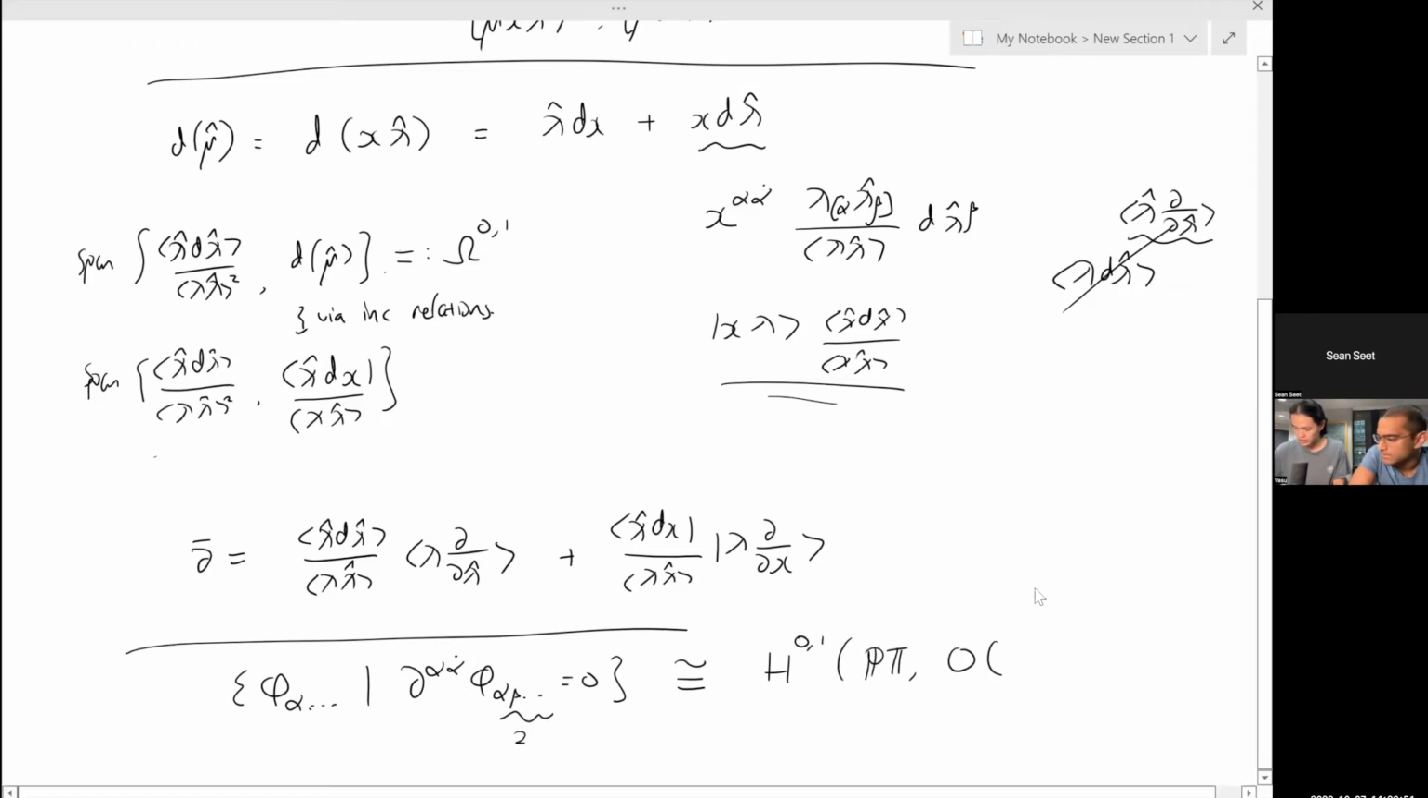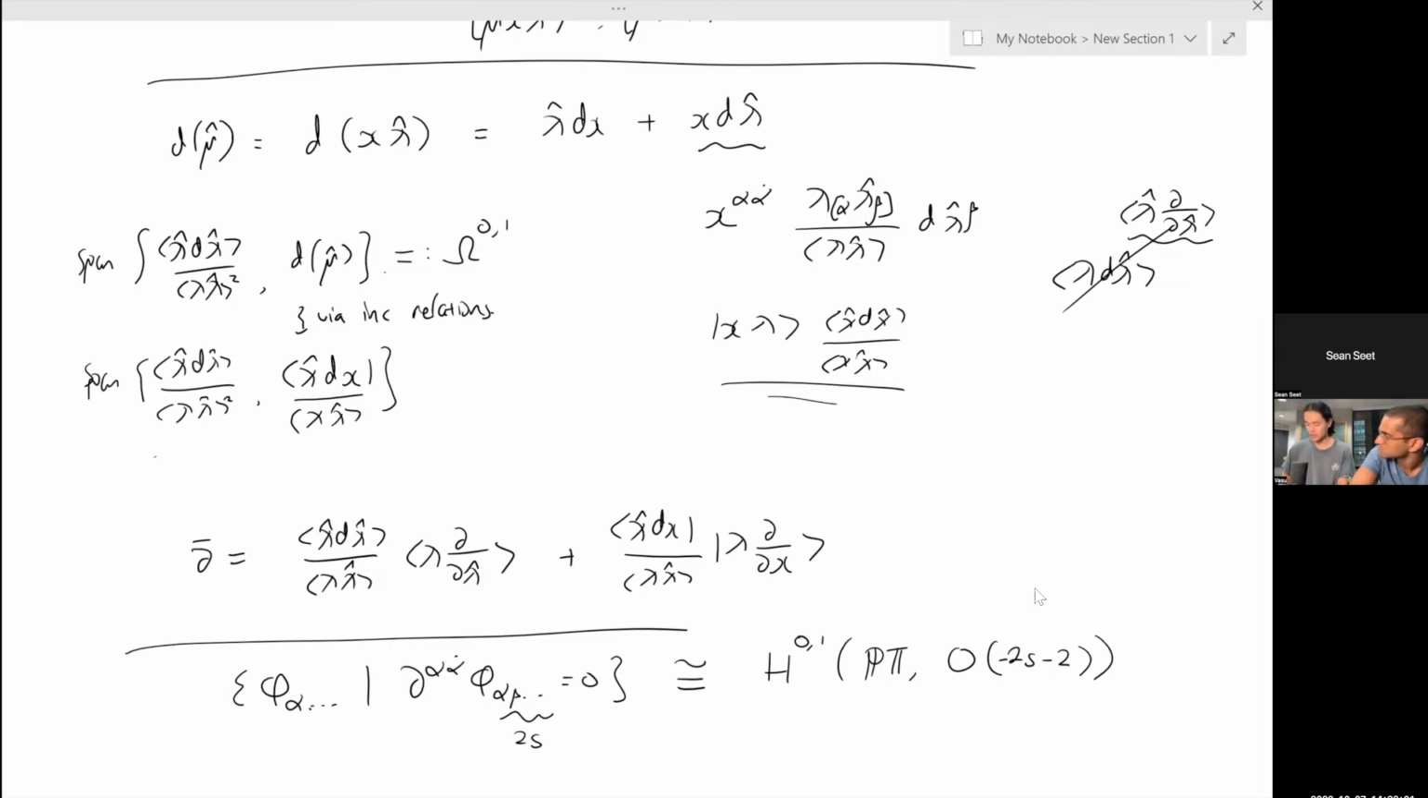This equals 2s minus 2. This is the negative homogeneity one. We should explain that in addition to saying that these are forms annihilated by d-bar but not exact, they also have a homogeneity degree that's in correspondence with the spin of the field.